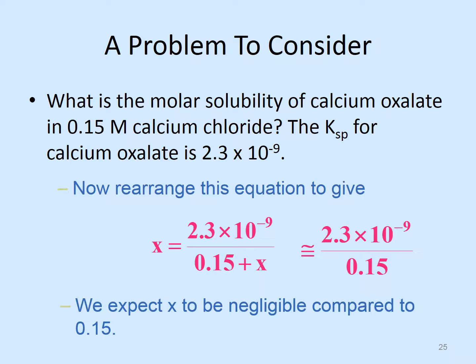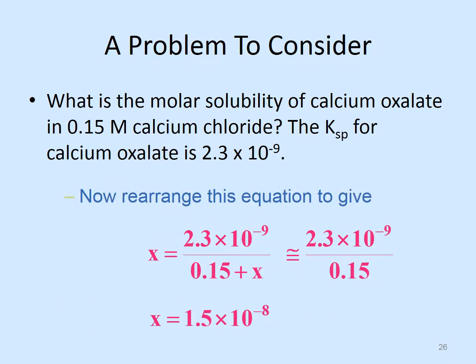So we expect x to be very negligible, so we're going to drop that x. So x is going to be 2.3 times 10 to the minus 9th divided by 0.15. In fact, it's 1.5 times 10 to the minus 8, which is, again, very, very small, so it is very negligible compared to 0.15, so that assumption was valid. So what is the molar solubility of calcium oxalate in 0.15 calcium chloride? It's 1.5 times 10 to the minus 8 molar.